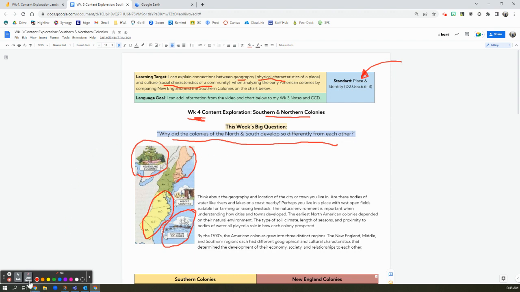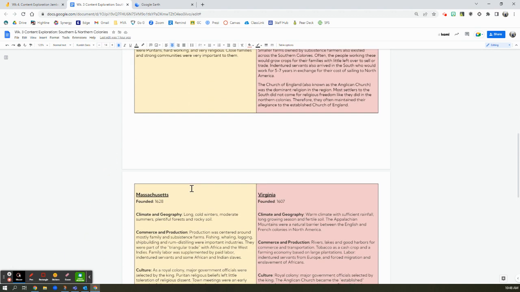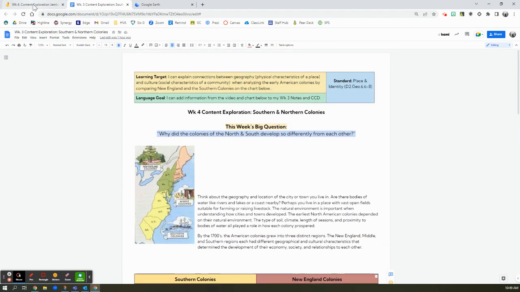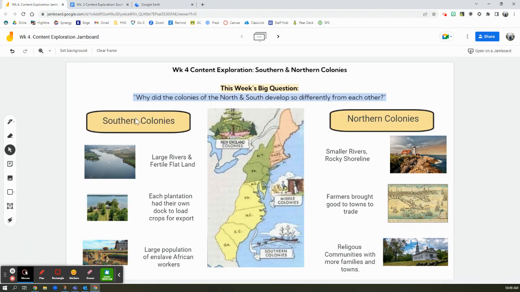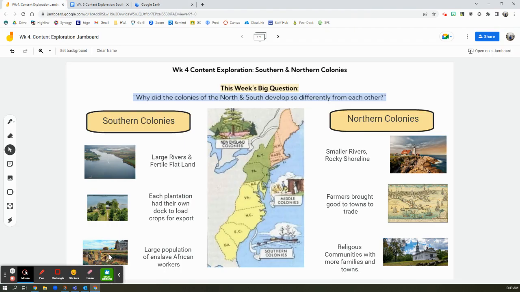Okay, and we're going to use a couple of different resources today. There is this document here that has some reading on it. I've also got this Jamboard here that I'm going to be using, and then we'll also be doing a little bit of a tour on Google Earth. So let's get into it.